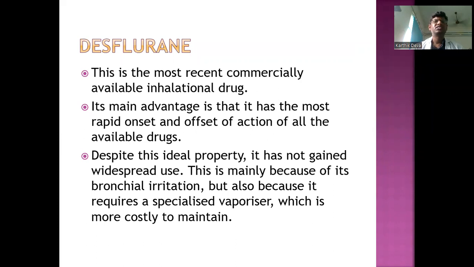Desflurane is the most recent commercially available inhalational agent. Its main advantage is that it has the most rapid onset and offset of action of all the available drugs. Despite its ideal property, it has not gained widespread use. This is mainly because of its bronchial irritation, but also because it requires a specialized vaporizer, which is more costly to maintain.